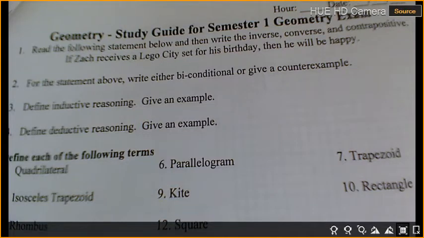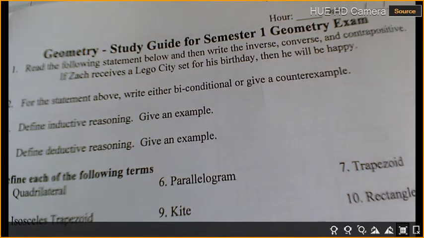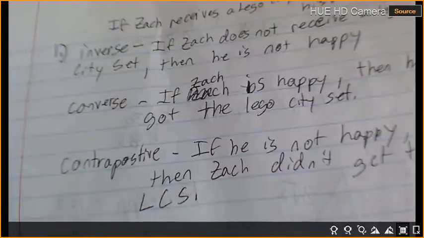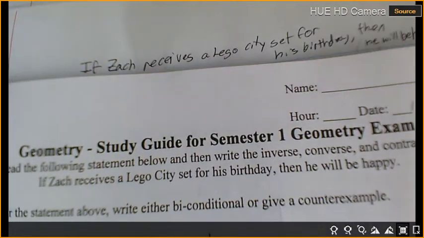So we are looking today at the study guide for the Chapter 1 Geometry exam, the multiple choice sections. So the first thing we are going to work on is the inverse, converse, and contrapositive. So we've got, right here, I just put it right at the top.